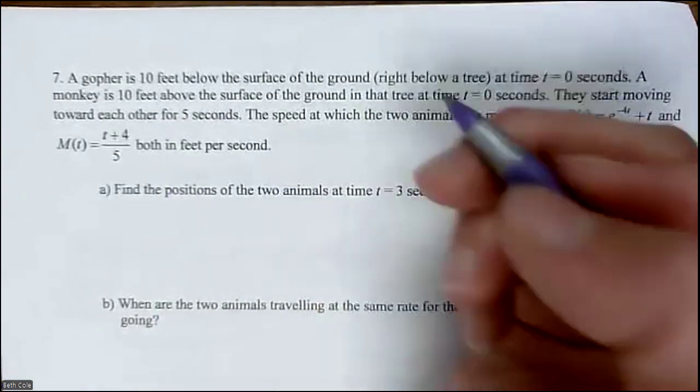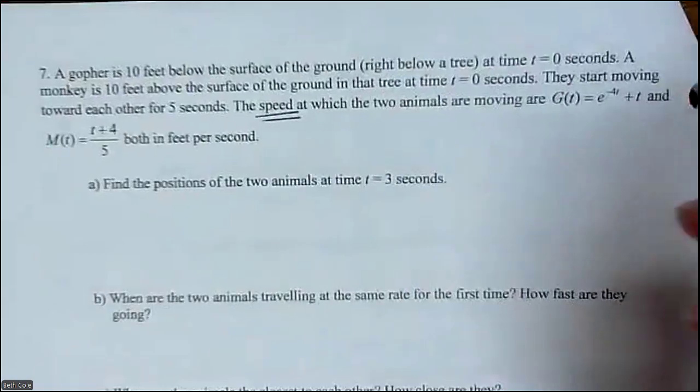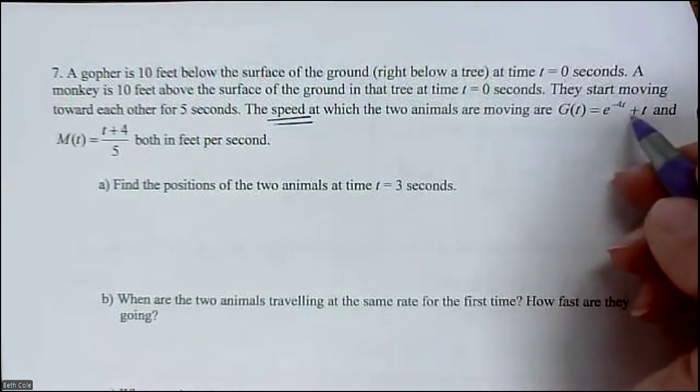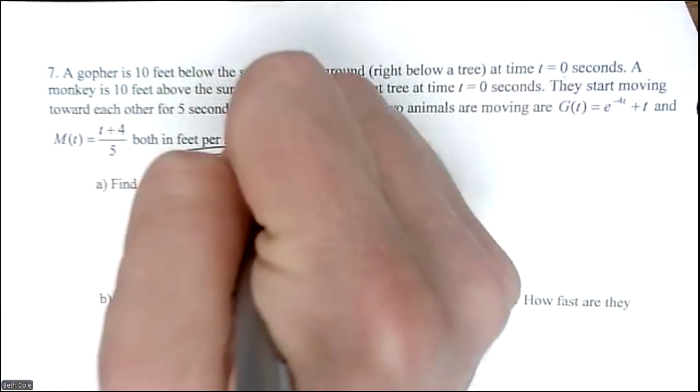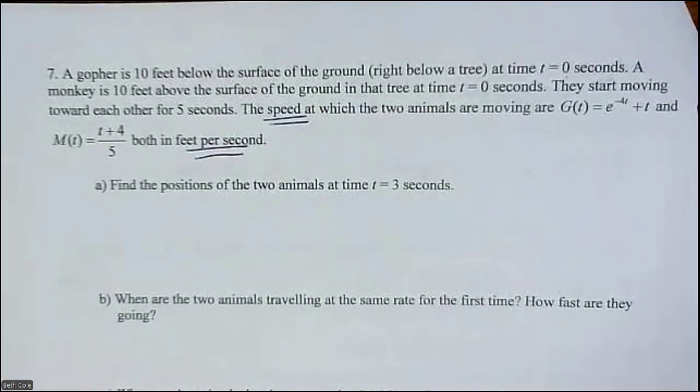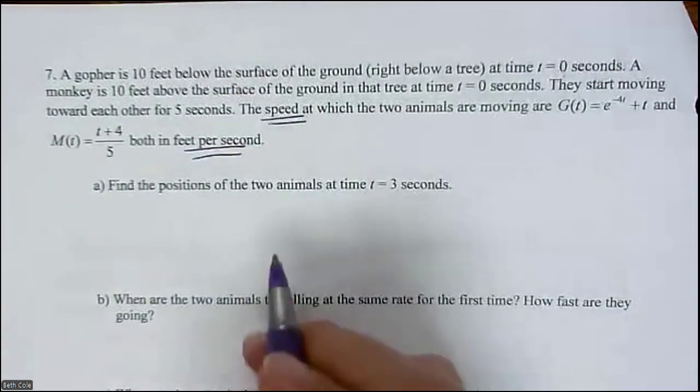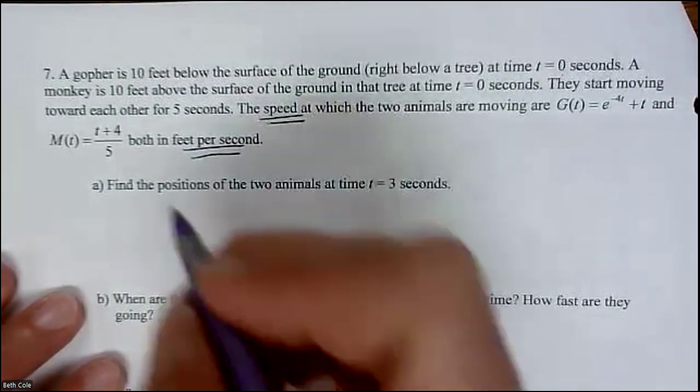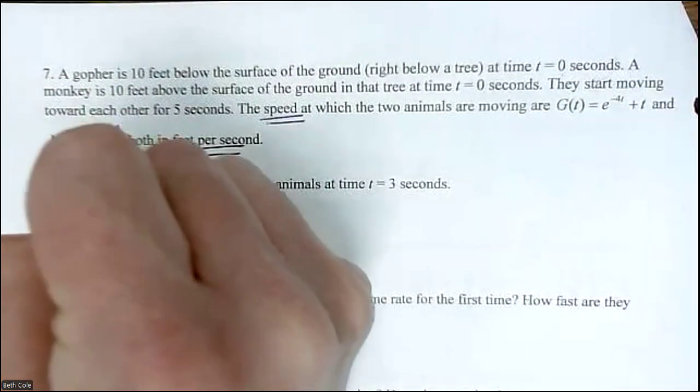The speed, which means rate, slope, at which they are moving are G for gopher, M for monkey, and they are both in feet per second, something per something else. It's a rate, all right? Find the positions of the 2 animals at time 3. Let's do the gopher first.